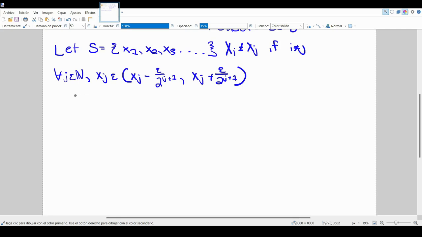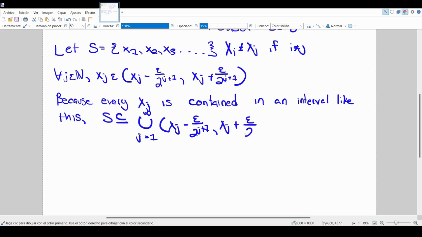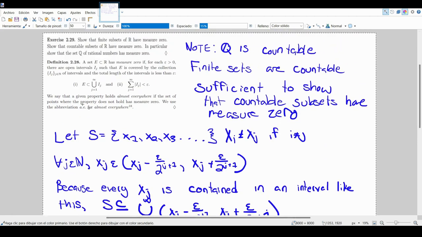So we can note that because every xj is contained in an interval of this nature, S must be a subset of the union from j equals 1 to infinity of the intervals (xj minus epsilon over 2 to the j plus 1, xj plus epsilon over 2 to the j plus 1). So we have proven the first criterion here. So now we just need to show that the sum of the measure of each individual interval is going to be less than epsilon for any arbitrary epsilon greater than 0.